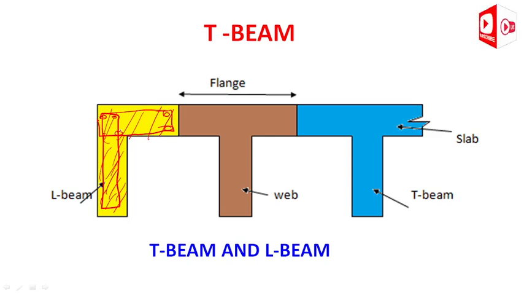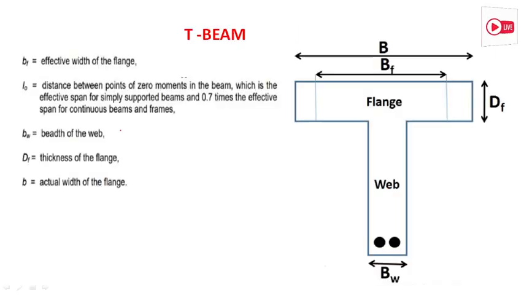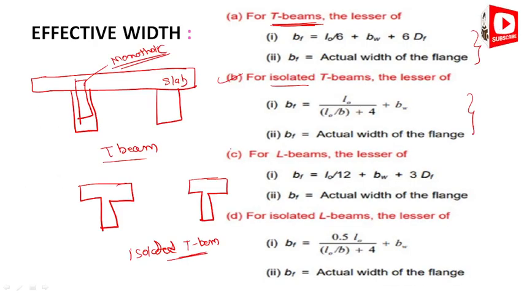So this is very common in parking areas as well as in the corner of the buildings, also when you are using frame structures. Now for the frame, that is for the L beams, BF equals L naught by 12 plus BW plus 3 times DF, and BF is equal to the actual width of the flange.